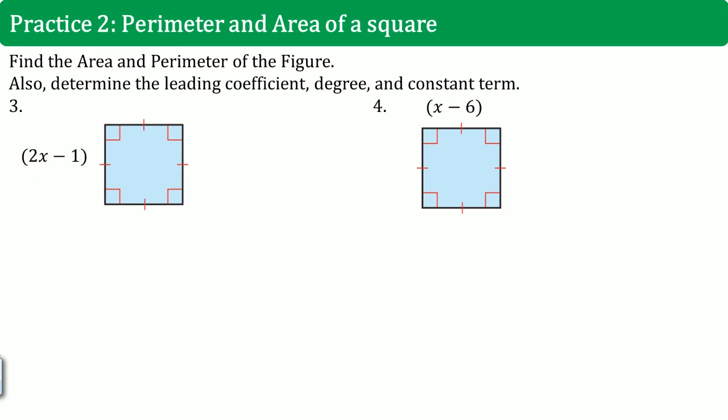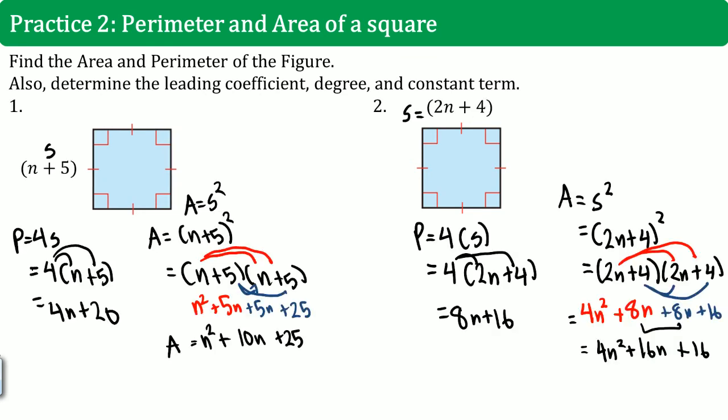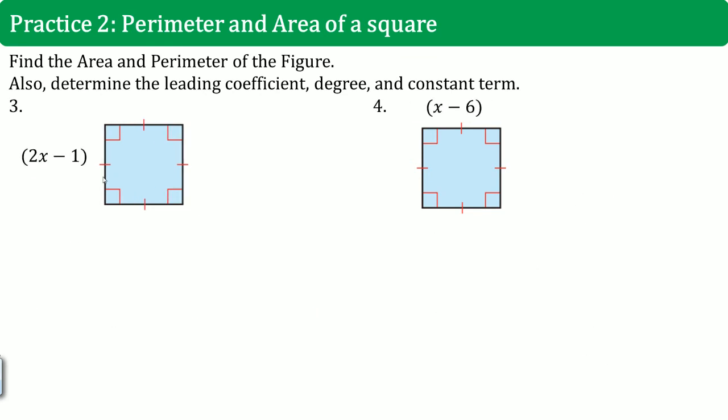Let's do practice 2. The side here is equal to 2x minus 1. This is a square, so the perimeter for a square is 4 times the side. Plug it in. S for the side is 2x minus 1. Do the distributive property. 4 times 2x gets you 8x. 4 times negative 1 gets you negative 4. That is what the perimeter is.